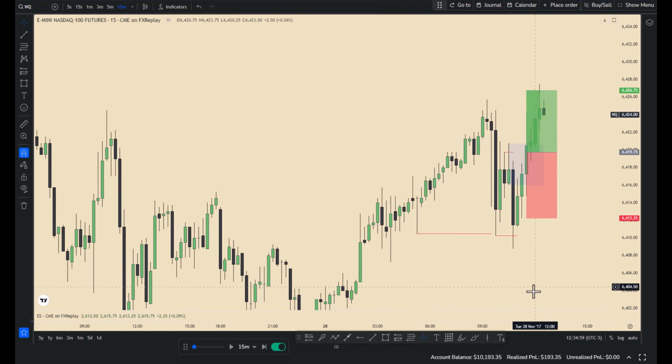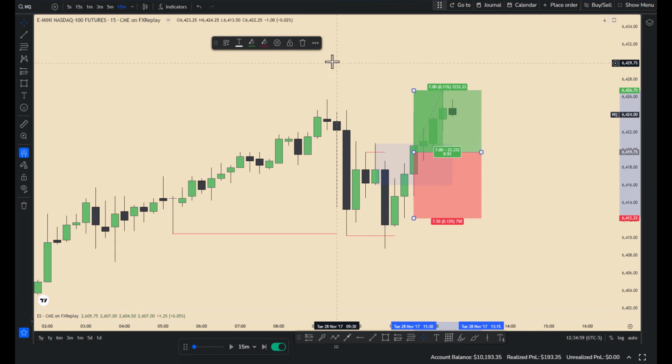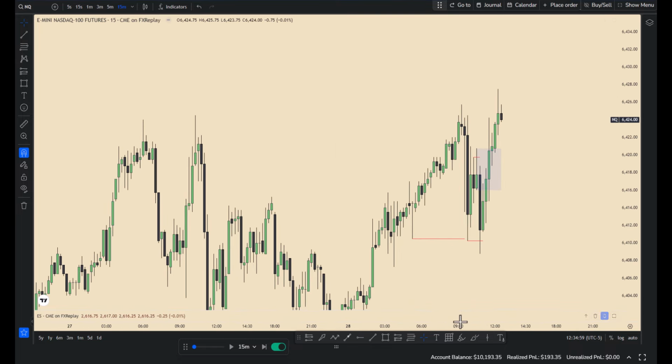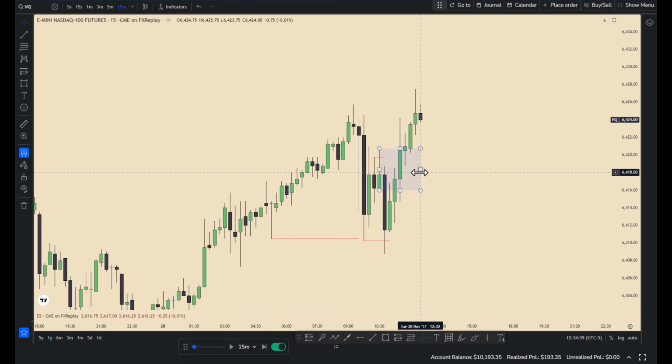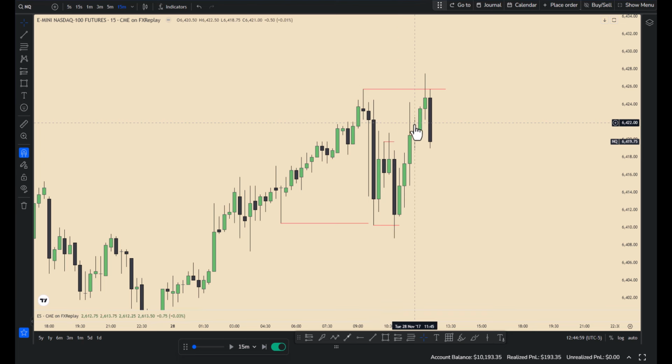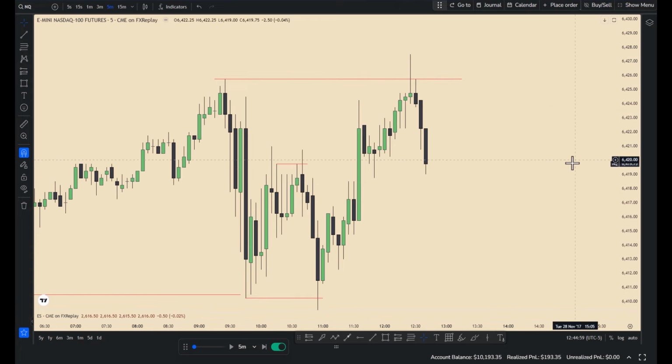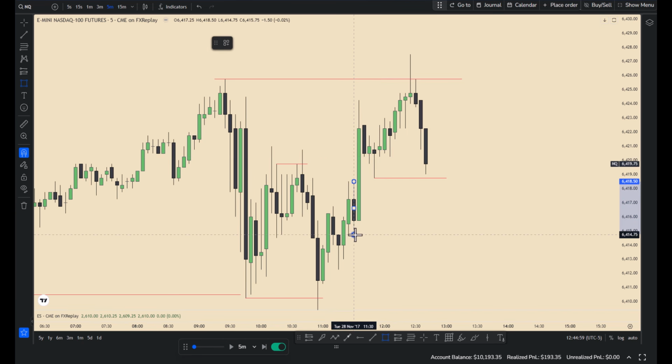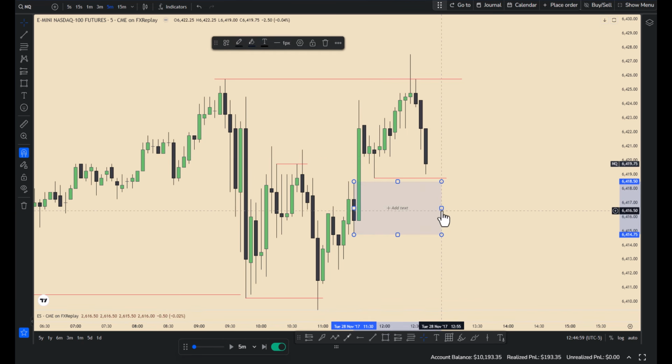Let's take a look at the 15 minutes. Beautiful. Let's continue. And trade back to the downside, but we have a sweep here. We don't have a closure. This is not something that you want to see. Let's go to the 5. We have a low here and unmitigated zone here. Maybe you can get a reaction from it.